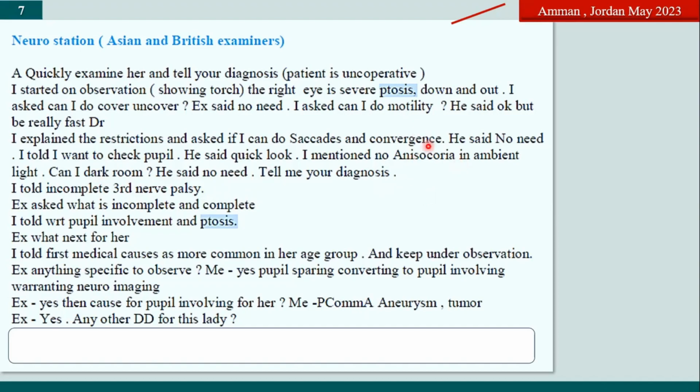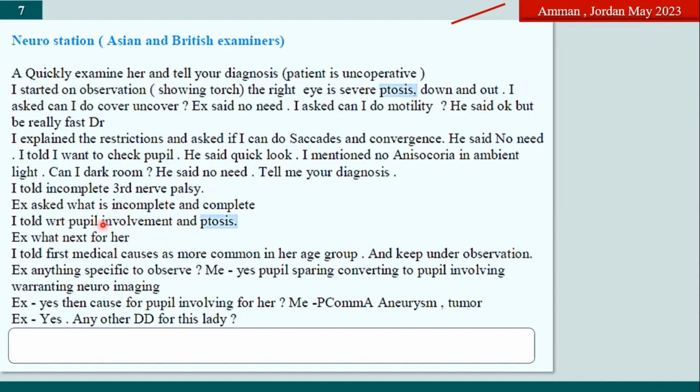So now you have an idea, this is probably a third nerve palsy, pupil involving or sparing. The candidate finally gave the diagnosis, because the examiner was waiting for it. He said incomplete third nerve palsy. Incomplete is a bit of a confusing term. Instead of saying incomplete, you have to say pupil sparing, because pupil sparing is more important. So you can say pupil sparing third nerve palsy.